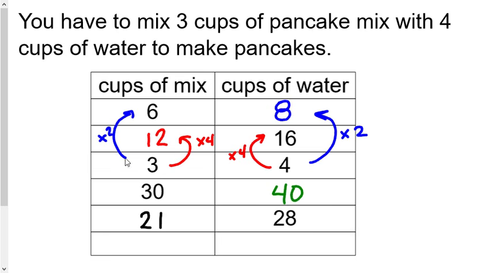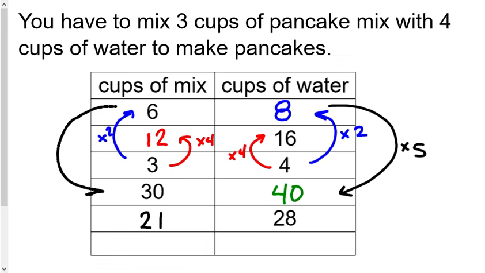I can do 8 times 5 to get 40. So 6, I can do rather 6 times 5 to get 30, which allows me to do 8 times 5 to get 40. And then when I look at the 21 and the 28, where I got those from is I said, well, I can do 4 times 7, and so 3 times 7 is 21. That's where I got those answers from.